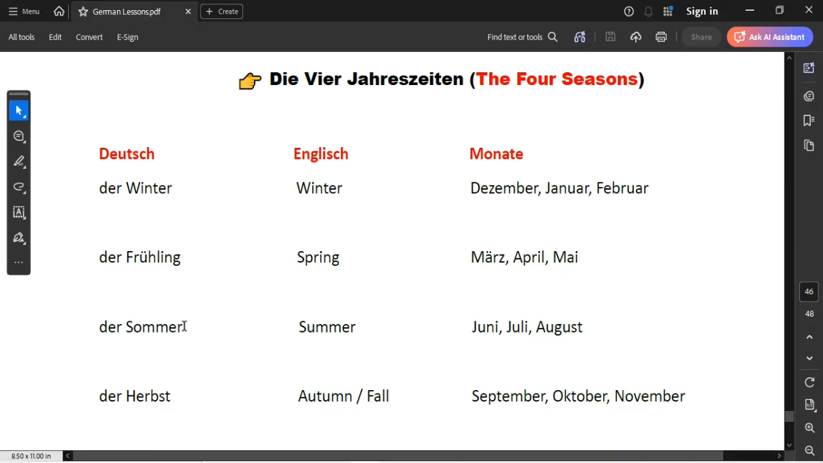Then we have der Sommer, that is in English summer. It is experienced in the months of Juni, July and August. Then the last one is der Herbst, which in English is autumn or fall, which is experienced in the months of September, October and November.